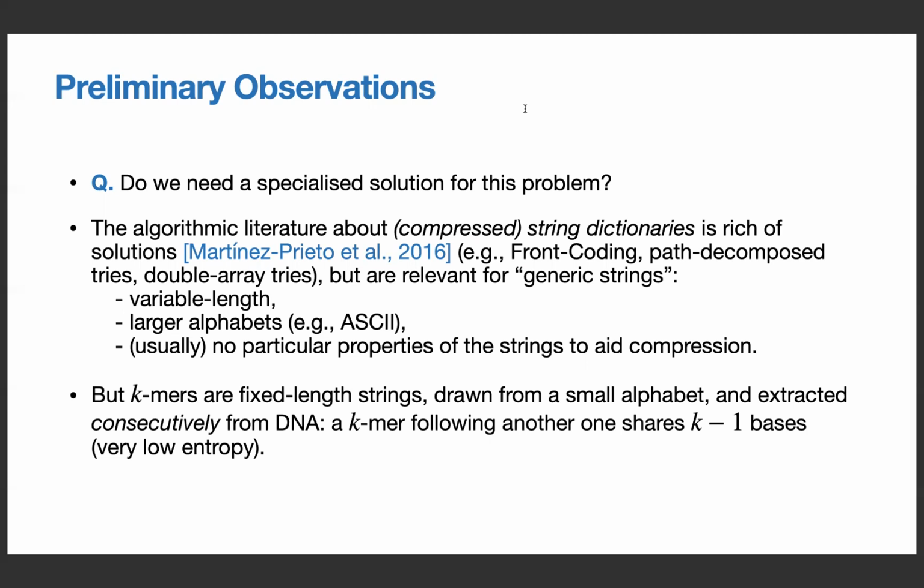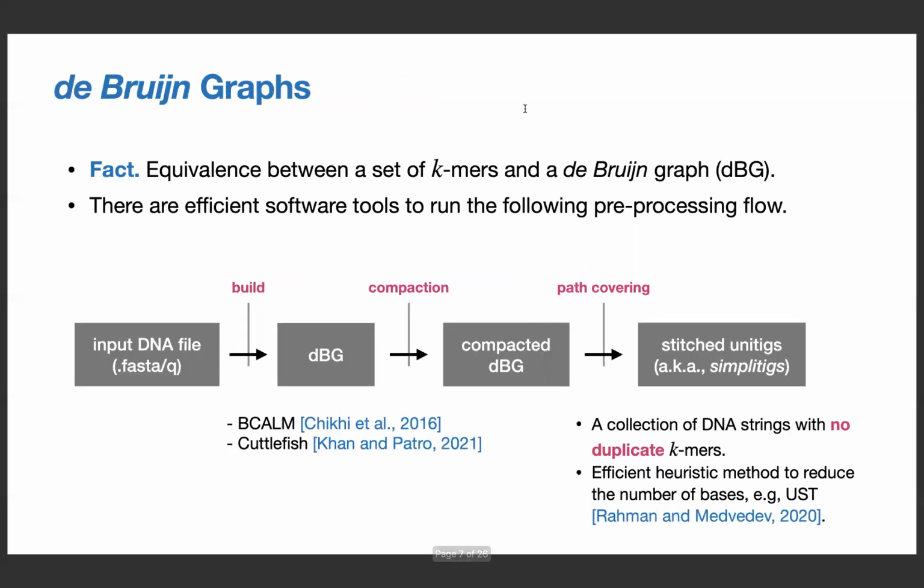Instead, k-mers have all the opposite properties: they are of fixed length, equal to k; they are drawn from a very small alphabet, just four symbols, so we can get by using a 2-bit encoding; and they are extracted consecutively from DNA. So the answer to the question in the slide is yes, if we want to improve the efficiency of our data structure. To obtain a space-efficient solution, we first exploit the equivalence between a set of k-mers and a de Bruijn graph.